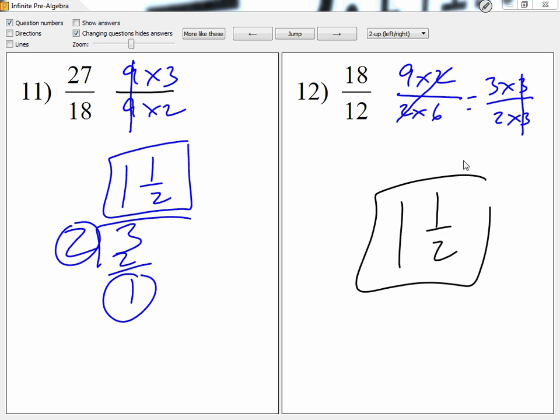Alright, so that takes us up to number 16. Any questions for the first 16? Okay?